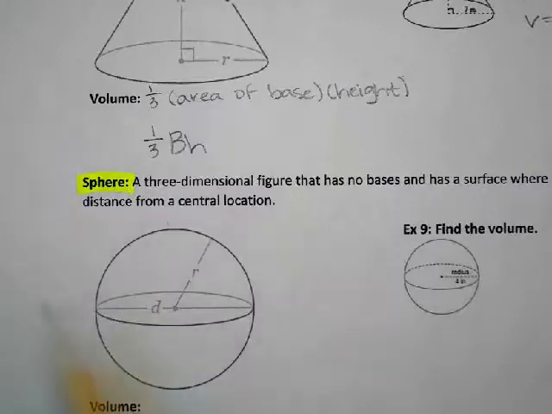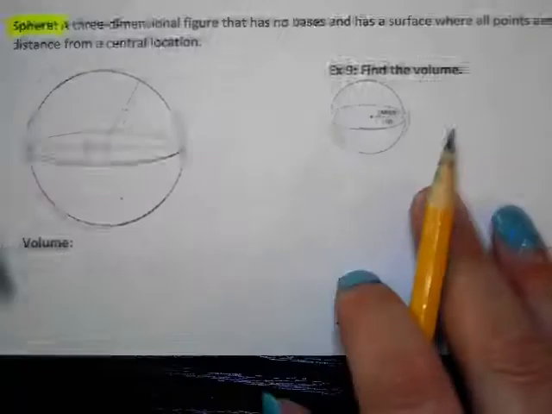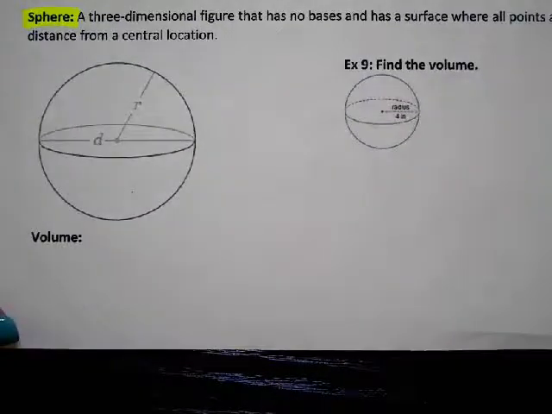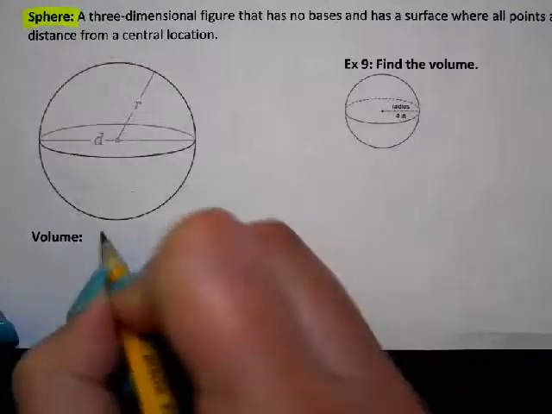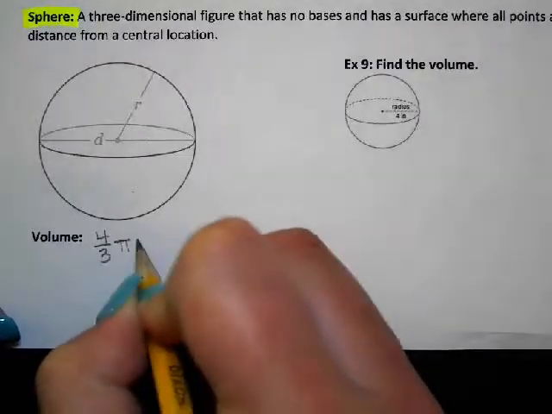Then we have a sphere. And a sphere is totally different. This volume is one where you truly do have to memorize the formula because it's different from all the others. And so this one, there is no base to it. It's the only one that doesn't have some sort of base that it's named for. So we're going to say this volume is 4/3 pi r cubed.